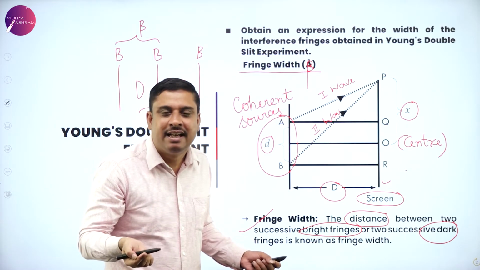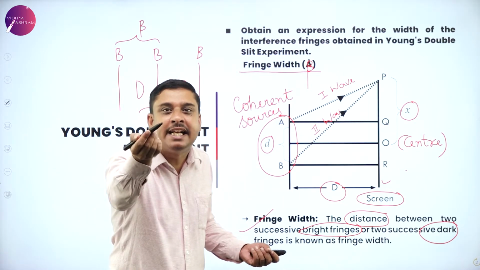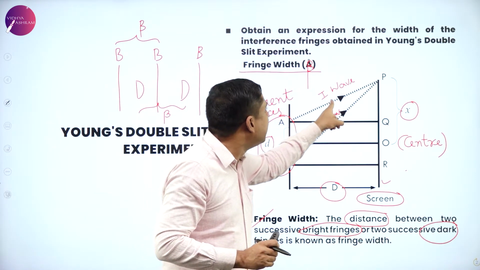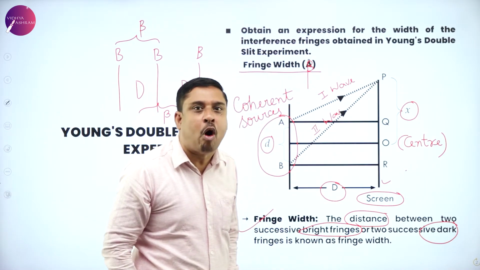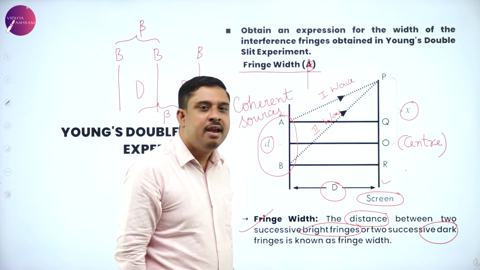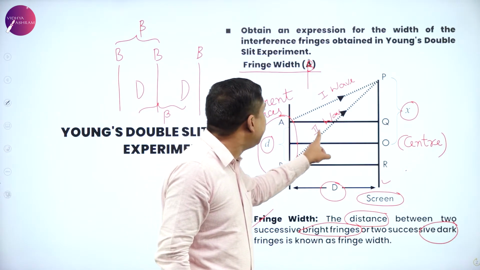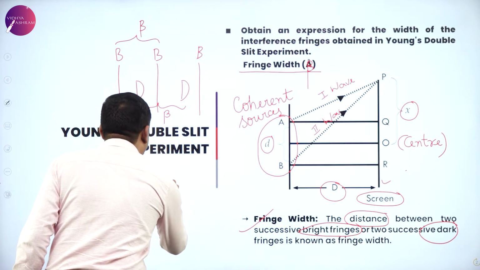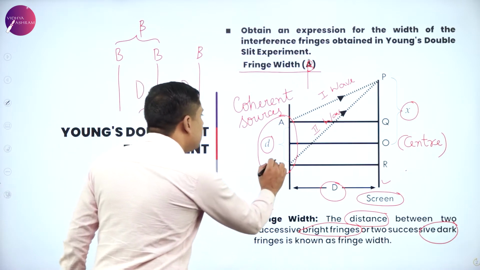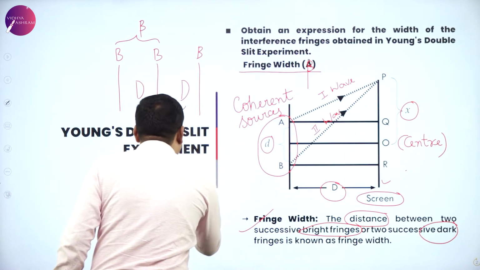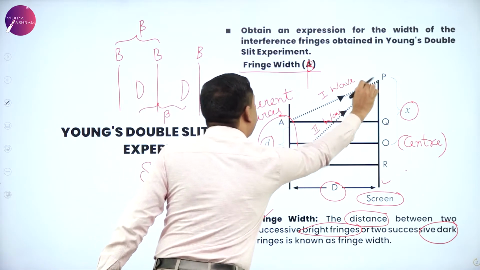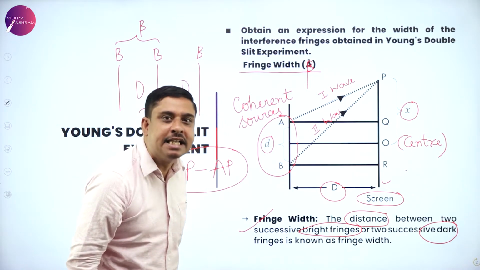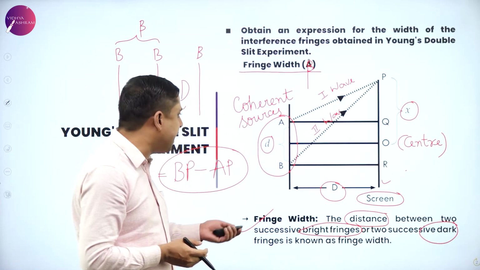They are sources that emit light waves under the given criteria. From A, there is one light wave reaching the point P, and from B, another light wave reaching the point P. So the path difference between them, delta, should be the path BP minus AP. This is the path difference between the light waves.